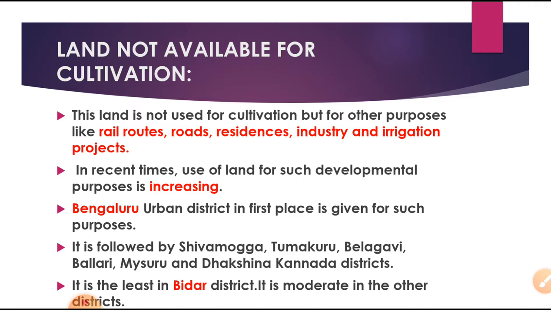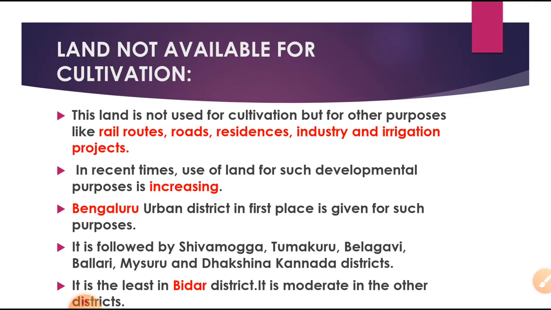In our state, there are two districts, Bangalore Urban and Rural. Bangalore Urban district is in first place with regard to land not available for cultivation. Not only in Bangalore, but in some other cities and towns too, developmental works can be seen. They use land for developmental works like construction of buildings, residences, roadways, and railway routes. So over time there will be less agricultural land and forest area, because they will use the same forest and agricultural land for other developmental works. After Bangalore, Shivamogga, Tumakuru, Belagavi, Ballari, Mysore, and Dakshina Kannada districts are in the next places. Among these, Dakshina Kannada, Mysore, Shivamogga, Tumakuru, Belagavi, and Ballari are also major cities of the state.